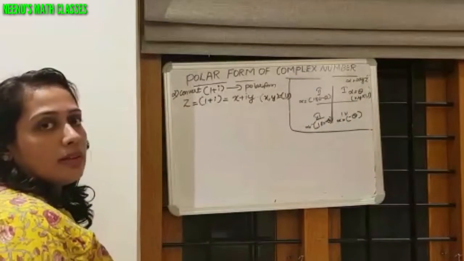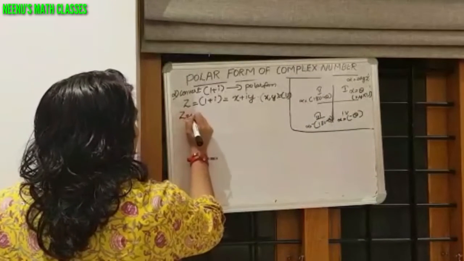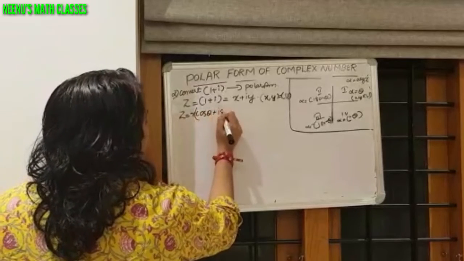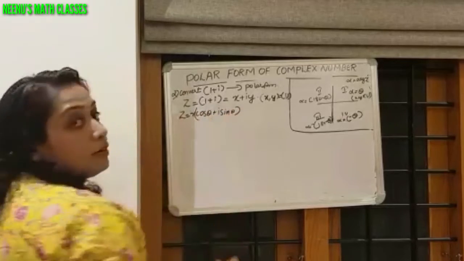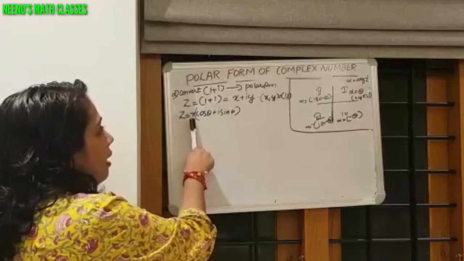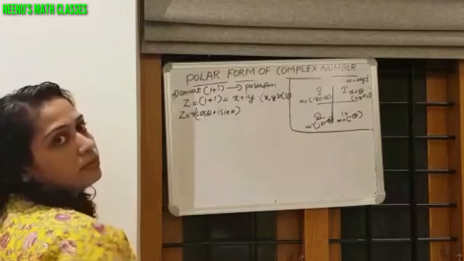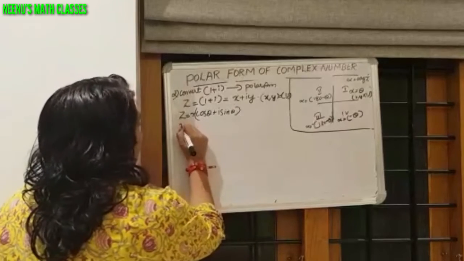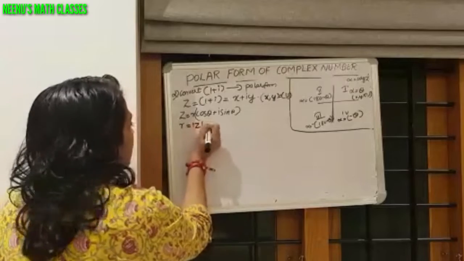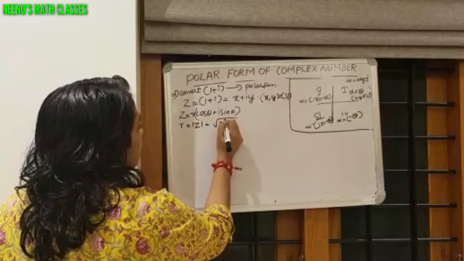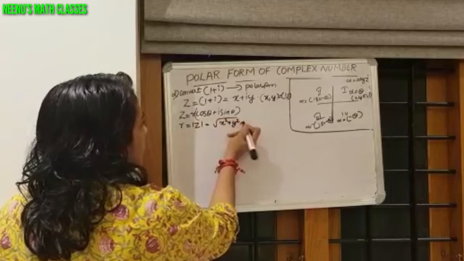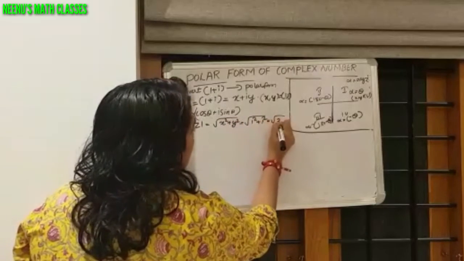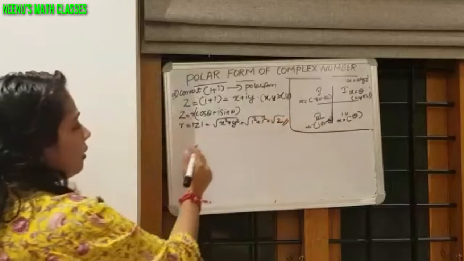Now we know what the polar form is: Z equal to r cos theta plus iota sin theta. What we want to find is the value of r and theta, the modulus of Z and the argument of Z. First we find r, which is equal to mod Z, which is equal to square root of x square plus y square, which is equal to square root of 1 square plus 1 square, equal to square root of 2. This is the value of r.